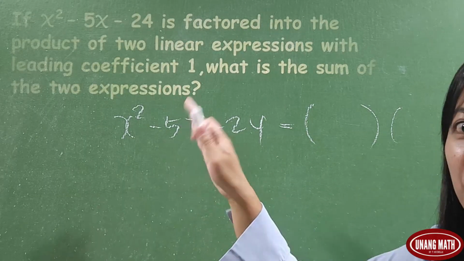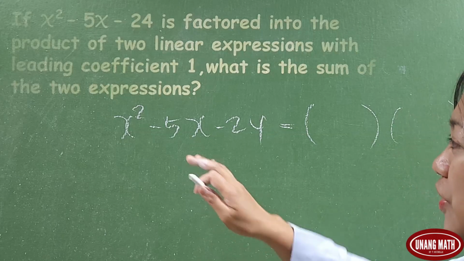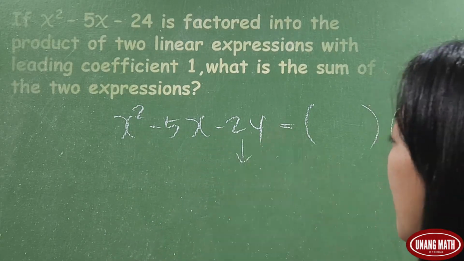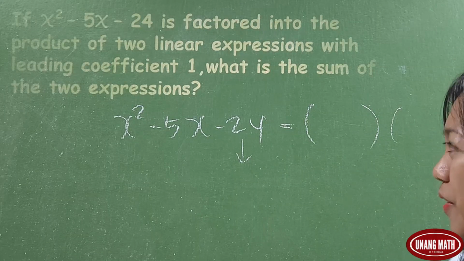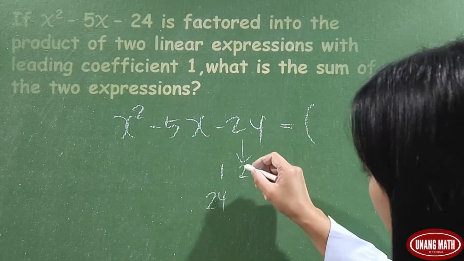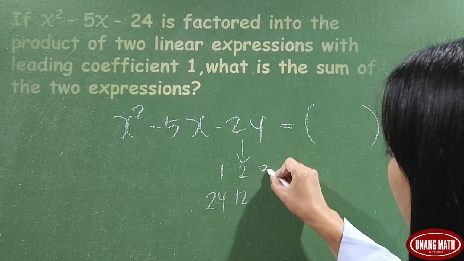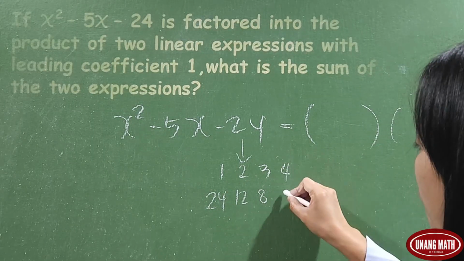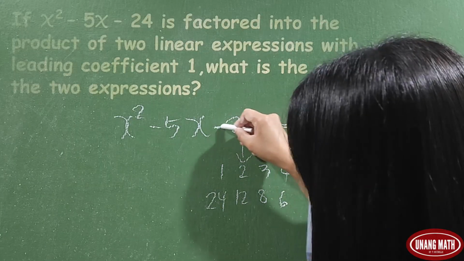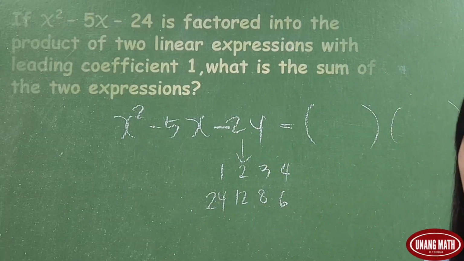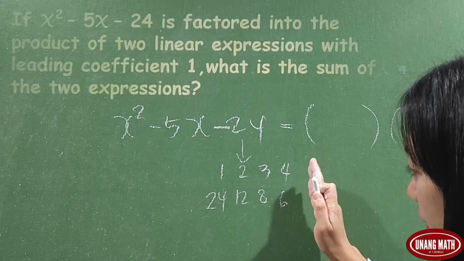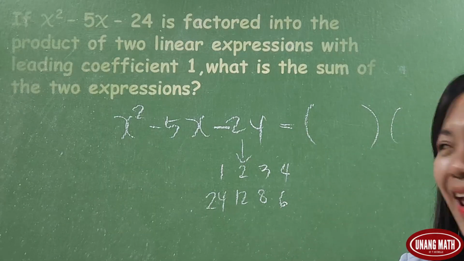Okay, this is not perfect square trinomial. So, first thing that we need to check are the factors of 24. So it can be 1 and 24. What else? 2 and 12. We have here 3 and 8, 4 and 6. But we have to consider here this sign, minus 24 or negative 24. It means one factor is positive, another is negative.